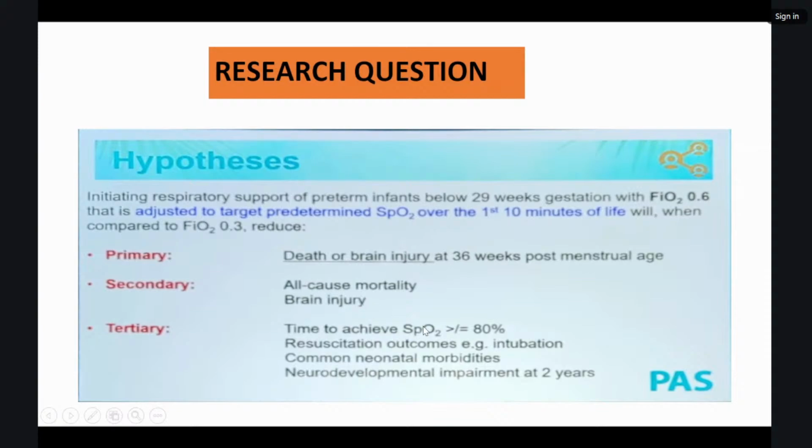are the time to achieve SpO2 of more than or equal to 80%, and the resuscitation outcomes, whether the baby needs intubation, chest compression, or epinephrine, and common neonatal morbidities and neurodevelopmental impairment at 2 years of age. So the primary outcome being death or brain injury at 36 weeks of corrected post-menstrual age.